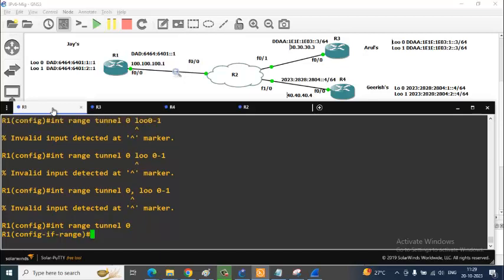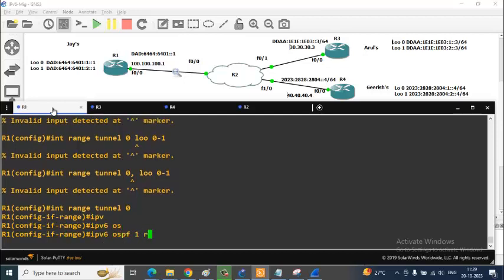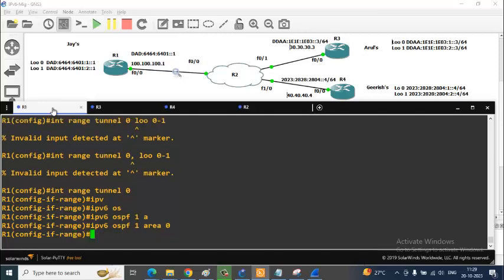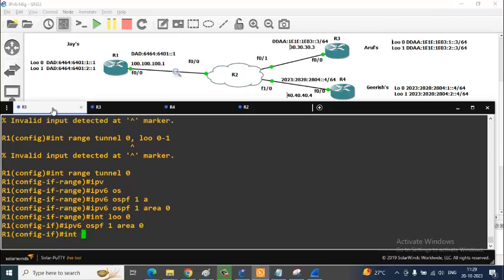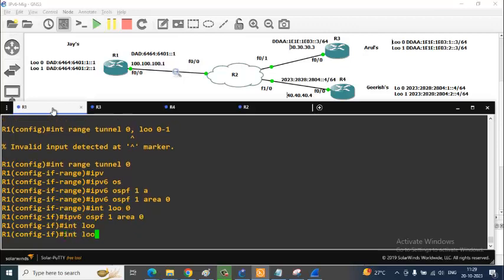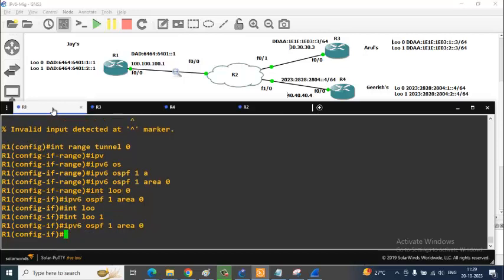I'm going to run OSPF, and it is the IPv6 version of OSPF you need to run. Any protocol, whichever you want me to run, let me know. OSPF. Okay, I'm going to run IPv6 OSPF 1 area 0. Likewise, interface loopback 0, same command. Interface loopback 1, same command. Done.